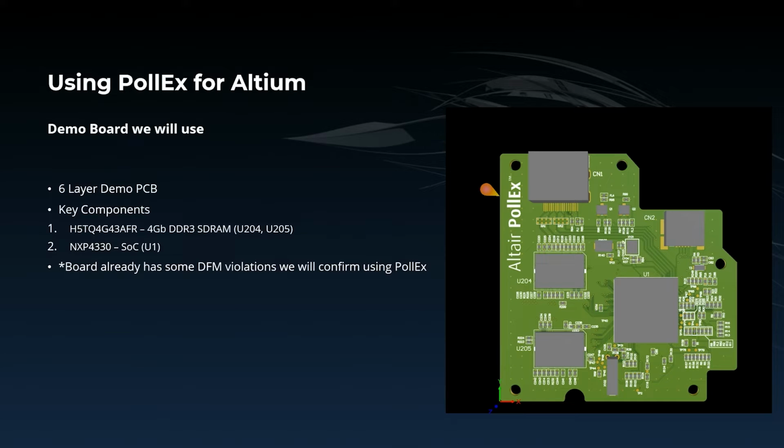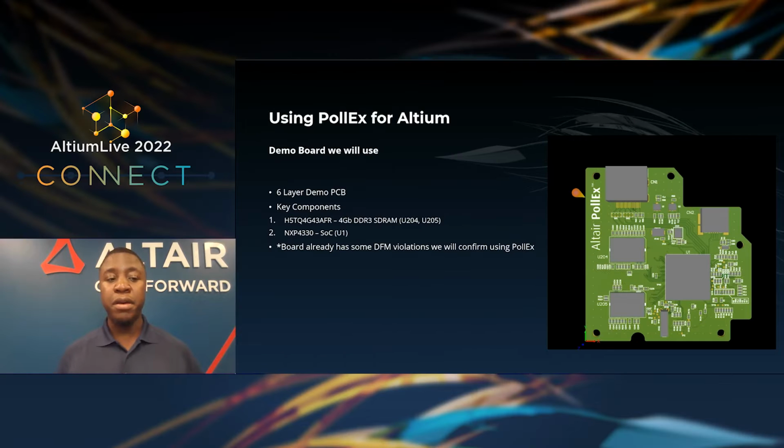Here is an example of the PCB that we'll be using today. This is going to be a demo board such that we can showcase the different features and also showcase how simulation can save time and money. This is a 6-layer PCB with a few key components that I wanted to highlight. There's a 4 GB DDR3 SDRAM component that we use for U204 and U206, and also an NXP i.MX 6 system on chip that we use as the main microprocessor.